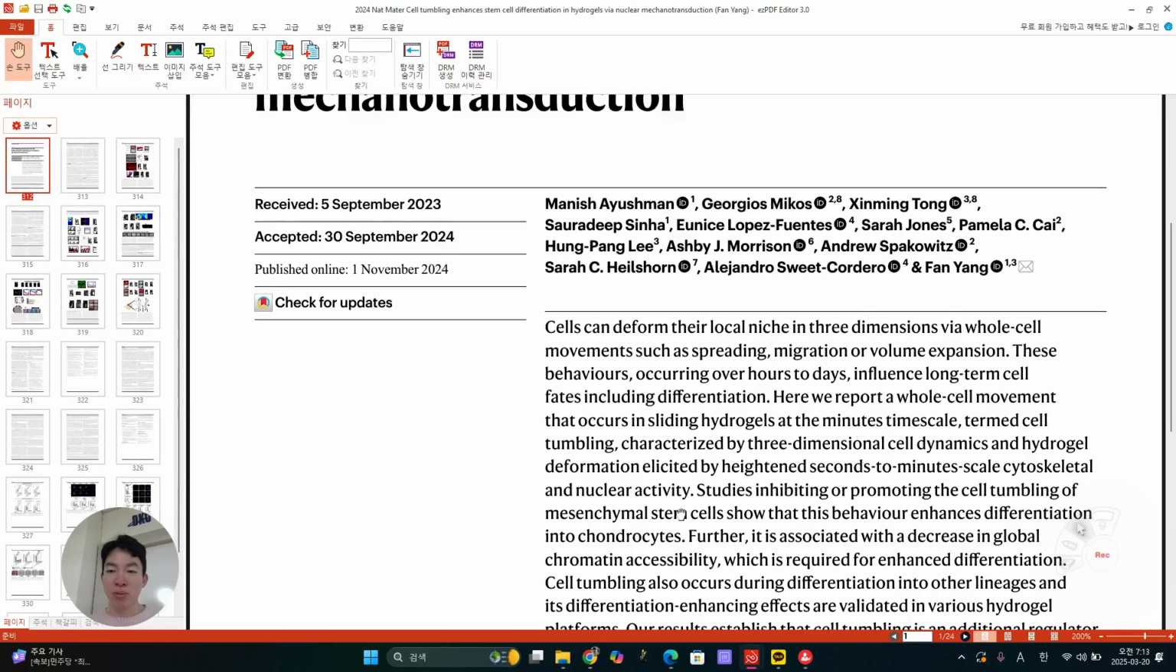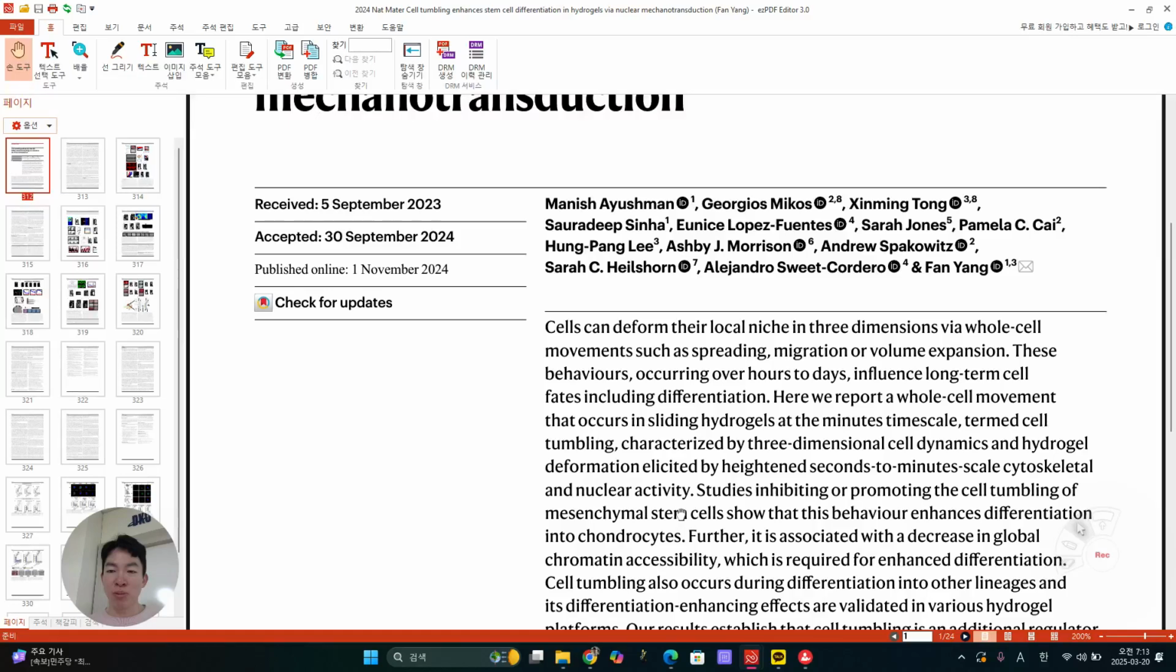Studies inhibiting or promoting the cell tumbling of mesenchymal stem cells showed that this behavior enhances chondrogenesis. Further, it is associated with decreased global chromatin accessibility, which is required for enhanced differentiation. Cell tumbling also occurs in other lineages, and its differentiation-enhancing effects are validated in various hydrogel platforms. Our work established that cell tumbling is an additional regulator of differentiation mediated by rapid niche deformation and nuclear mechanotransduction.